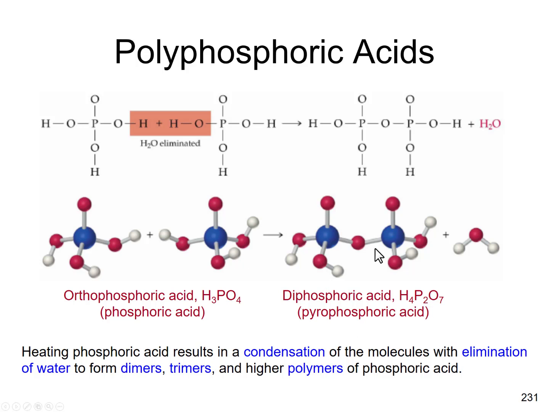Now, if you continue doing this condensation, you obtain a polymer, which is then known as polyphosphoric acid. So heating phosphoric acid results in the condensation of the molecules with elimination of water to form dimers, trimers, and higher polymers of phosphoric acid. With this, we come to the end of the lecture on group 15 elements.